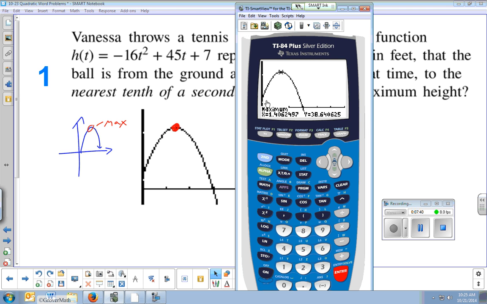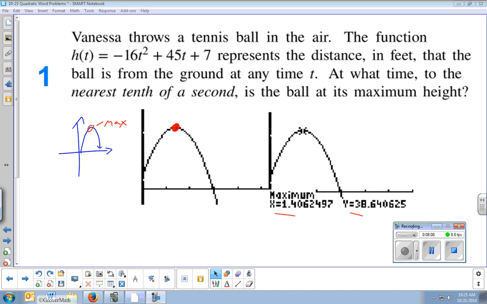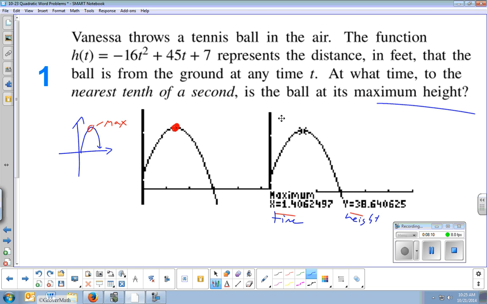And it'll calculate the maximum for us of this. And so here is my maximum. And here's my X value, here's my Y value. And remember, X value in this question would be a concept of time, T. Just move this over a little bit. And my Y value, so this is your time, and this is your height. And we want the maximum height. And so that's our Y value.